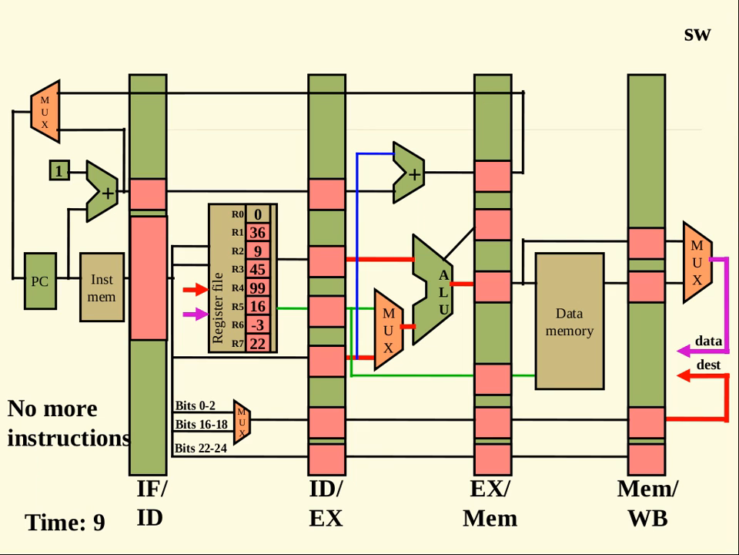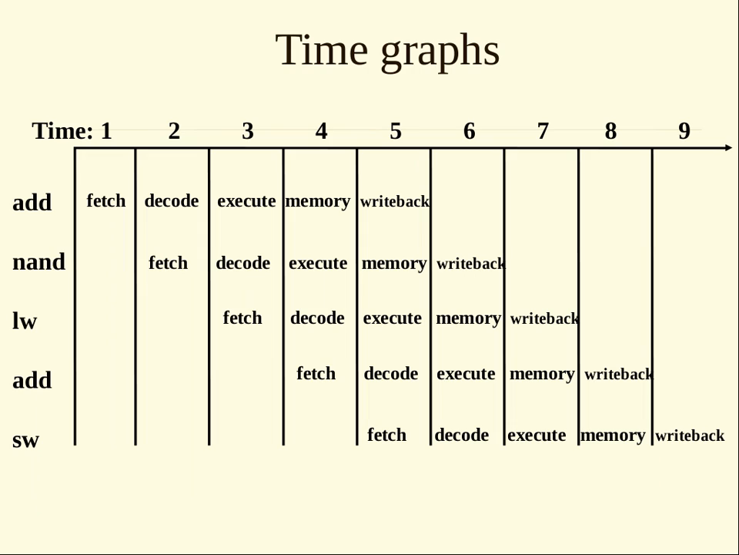But every instruction is going to do each one of these stages. It's going to at least go there. Yep, time graph. So this is just when the add started, cycle 1, completed at 5. NAND started cycle 2, completed at 6. Load word started at 3, completed at 7. Add started at 4, completed at 8. And store word started at 5, completed at 9.